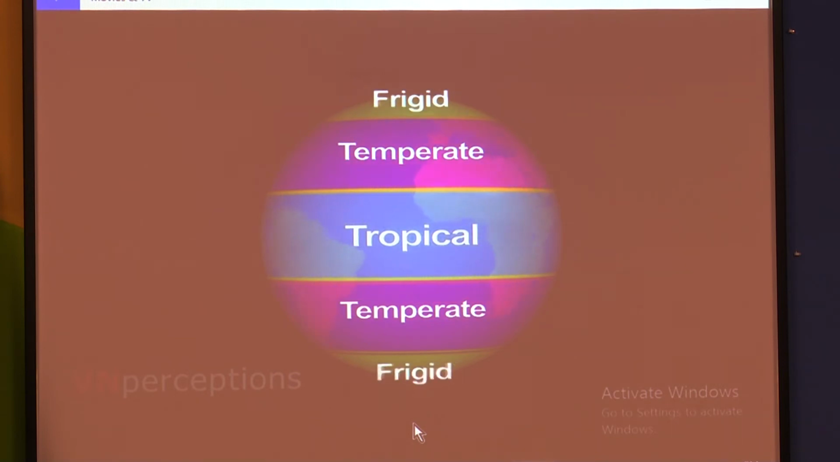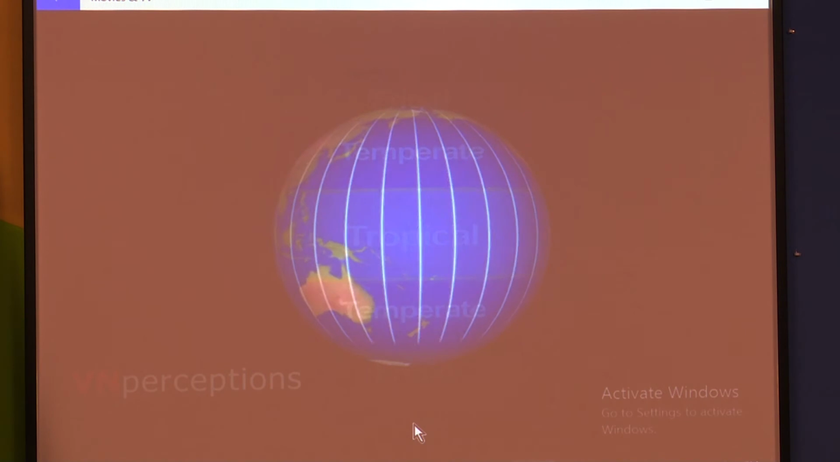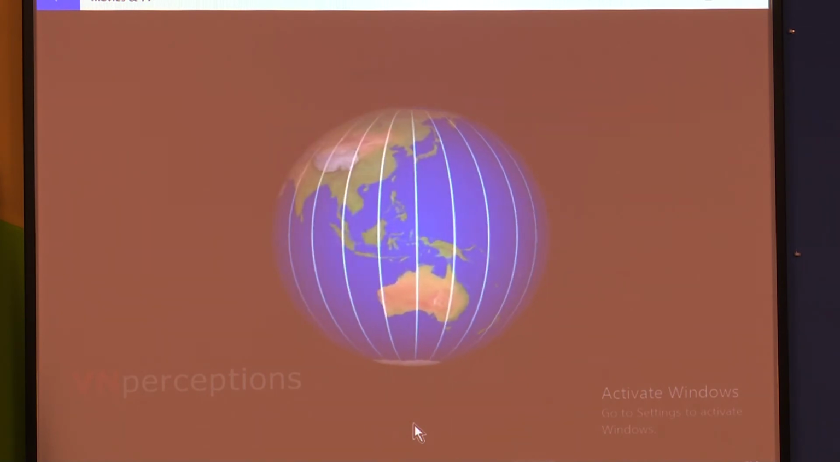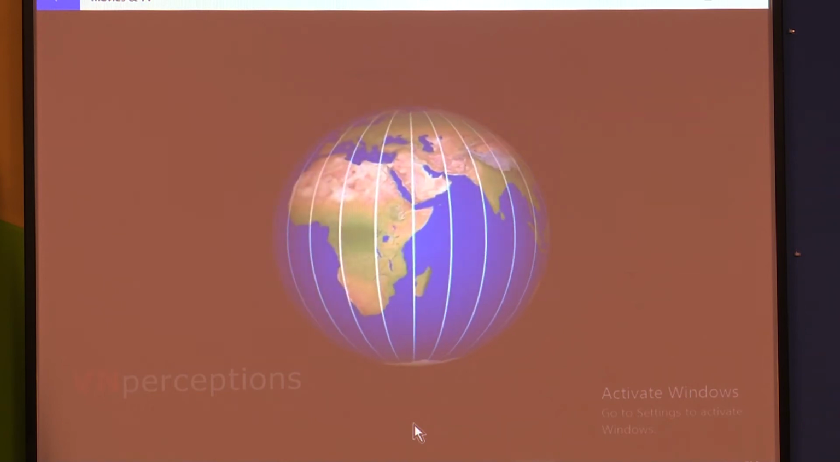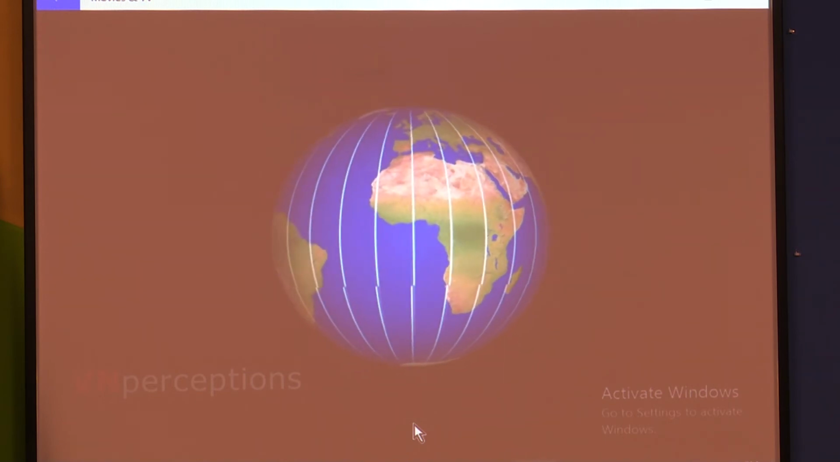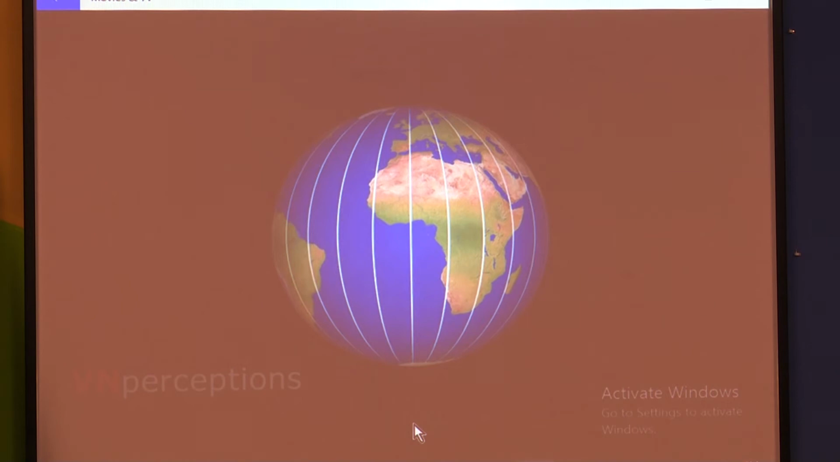And in the frigid zone, throughout the year, it is very cold. After latitudes, we learn about longitudes. Just as the latitudes divide the earth into heat zones, longitudes divide the earth into time zones. Now, what is a longitude?